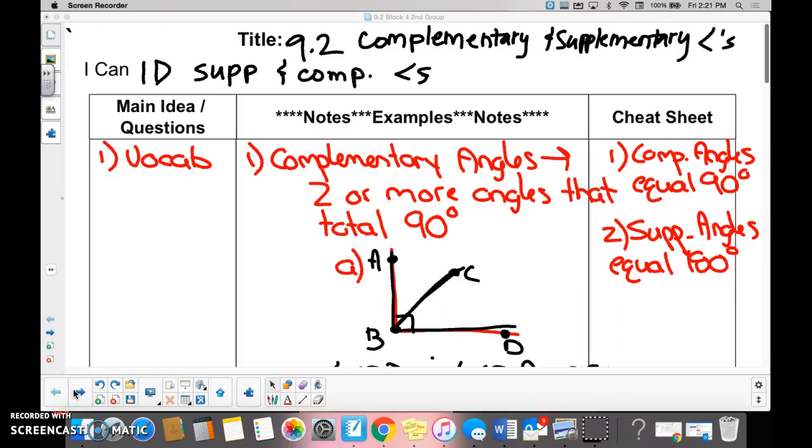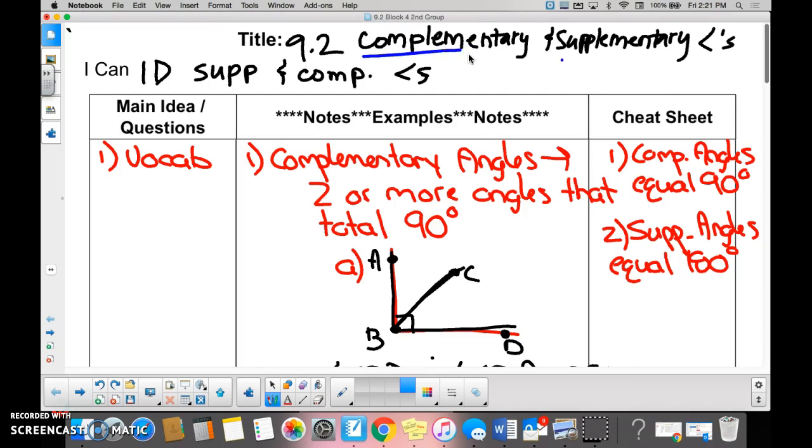9.2 complementary and supplementary angles. I can identify supplementary and complementary angles. Excellent, Cece. Thank you. All right, ladies and gentlemen, we have two big vocab words here today, and they just happen to be in the title of our notes today.